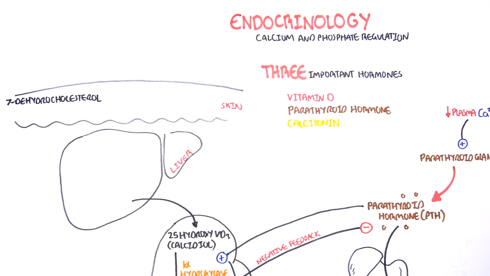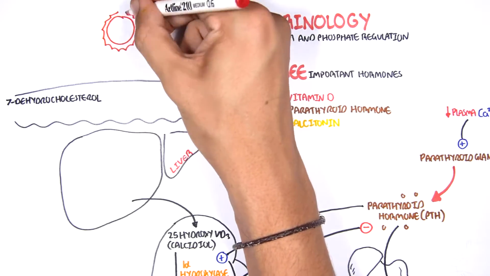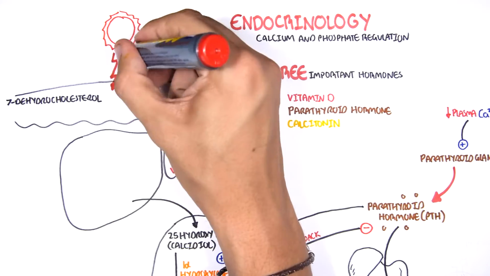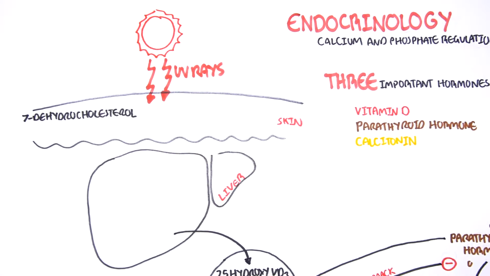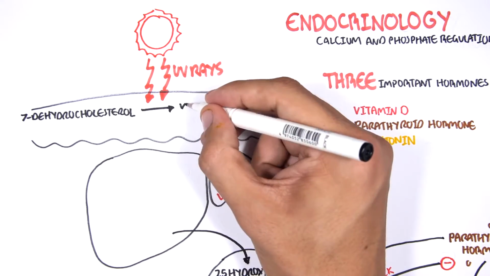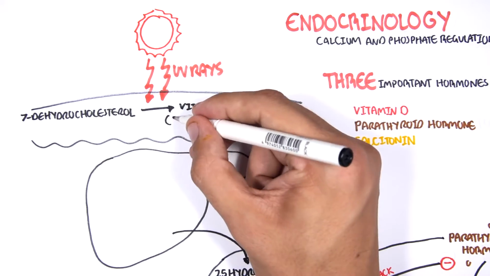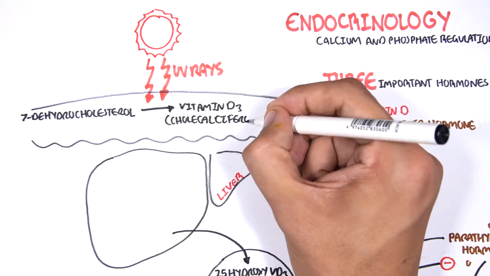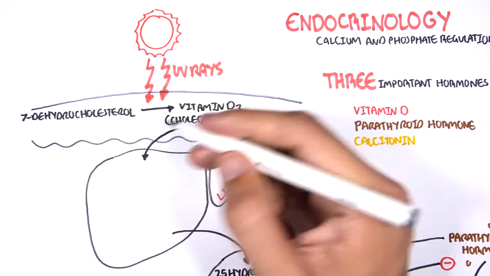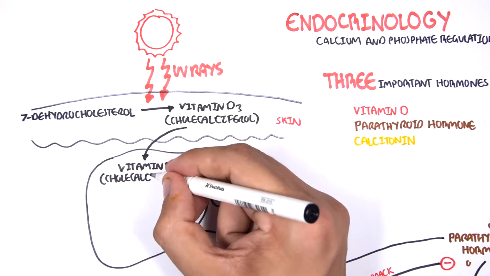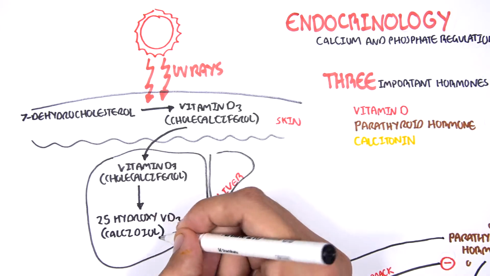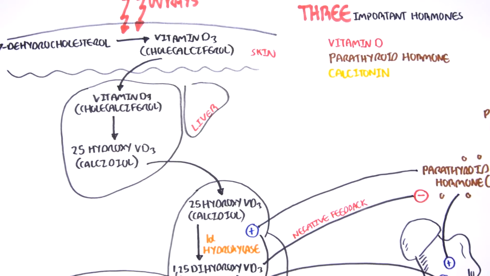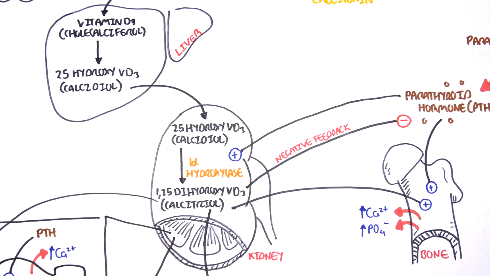In the skin, we have a cholesterol known as 7-dehydrocholesterol. And when the sun's UV rays hit this, it converts 7-dehydrocholesterol to vitamin D3, cholecalciferol. And this all occurs in the skin. Cholecalciferol then travels to the liver, where it gets converted by the liver enzymes to 25-hydroxyvitamin D3, or calcidiol. And then this calcidiol is what moves into the kidneys, and in the kidneys, calcidiol, as we know, gets converted by 1-alpha hydroxylase. So I hope that all made sense.